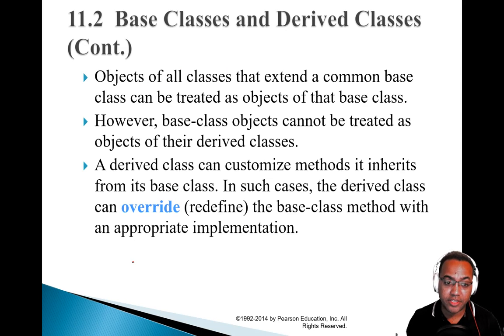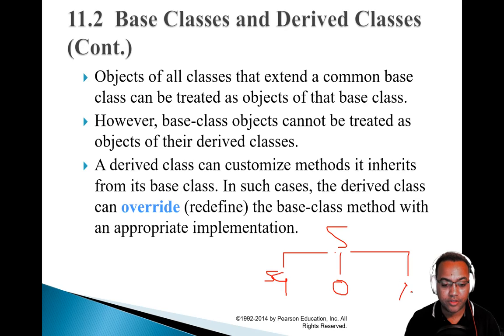Objects of all classes that extend a common base class can be treated as objects of that base class. However, base class objects cannot be treated as objects of their derived class. So, the shape class has derived classes, and we'll do this again: square, circle, and triangle. These are the derived classes of shape. Shape then passes its methods and its properties down into all of these derived classes.